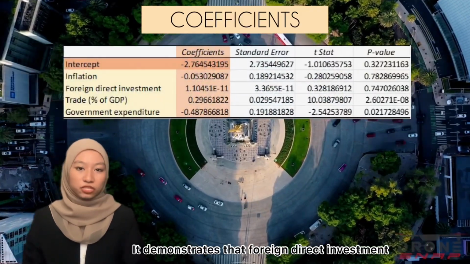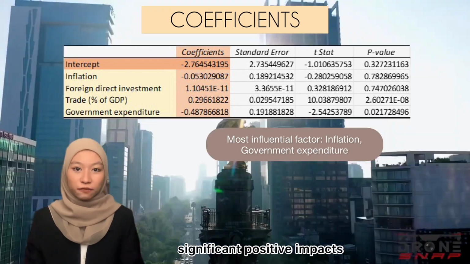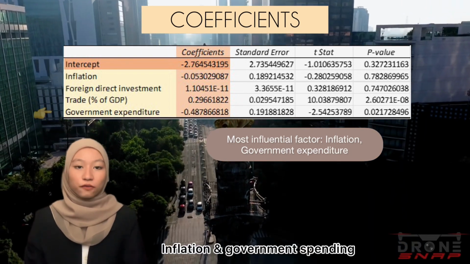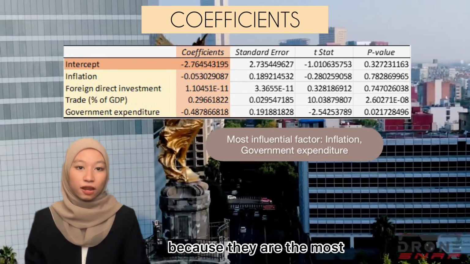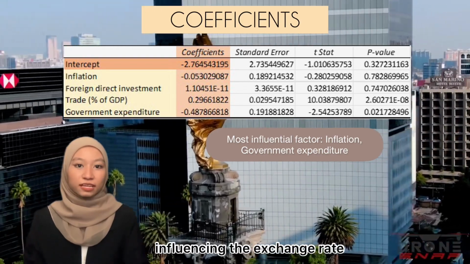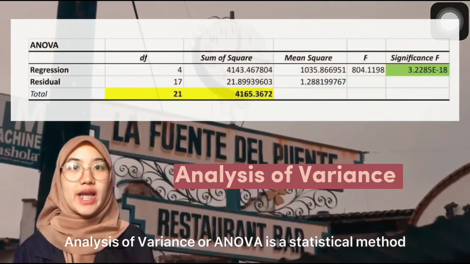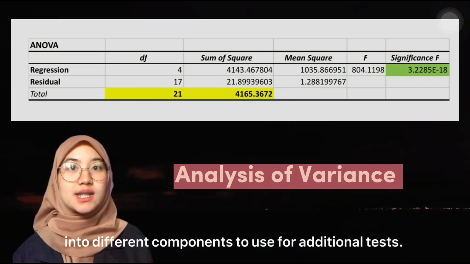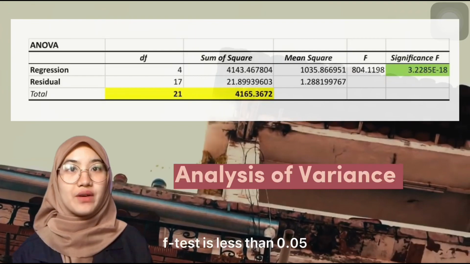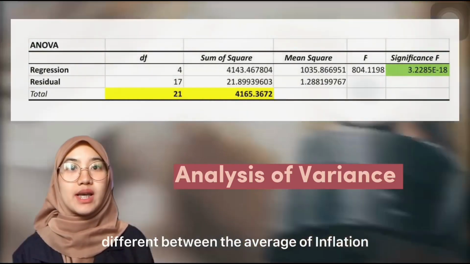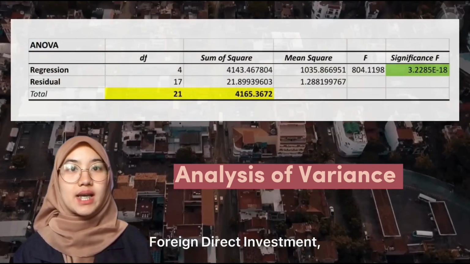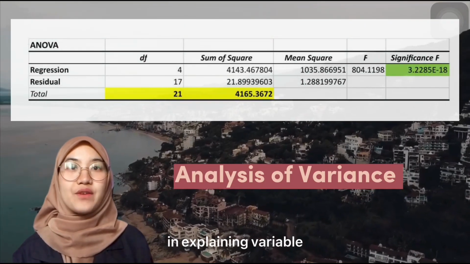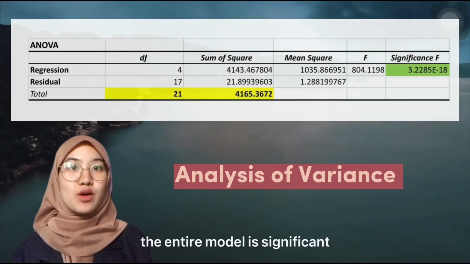Next is coefficients. It demonstrates that foreign direct investment and trade of GDP have significant positive impacts on the exchange rate. As a result, the null hypothesis is successfully rejected. Inflation and government spending, on the other hand, are insignificant. Analysis of variance, or ANOVA, is a statistical method that separates observed variance data into different components to use for additional tests. The F-test significance is less than 0.05, which means that there is a significant difference between the averages of inflation, government expenditure, foreign direct investment, and trade in percent of GDP. They are statistically significant variables in explaining the exchange rate of Mexico. The entire model is significant.